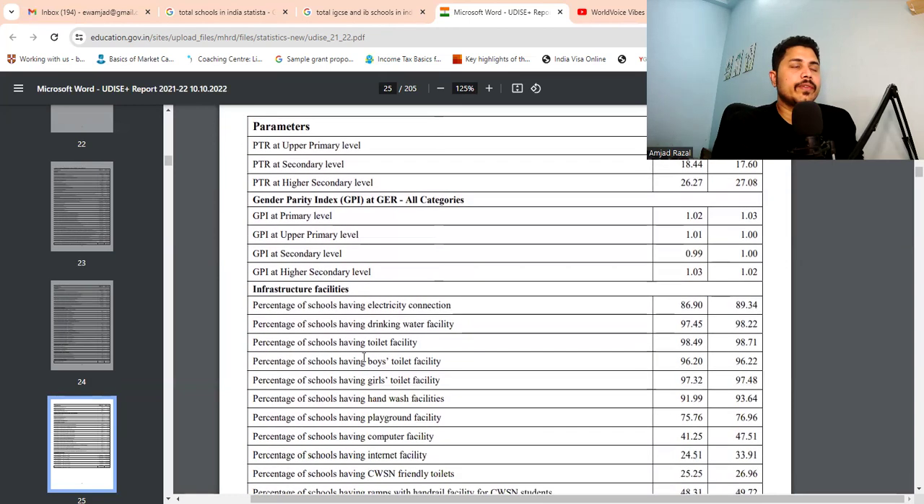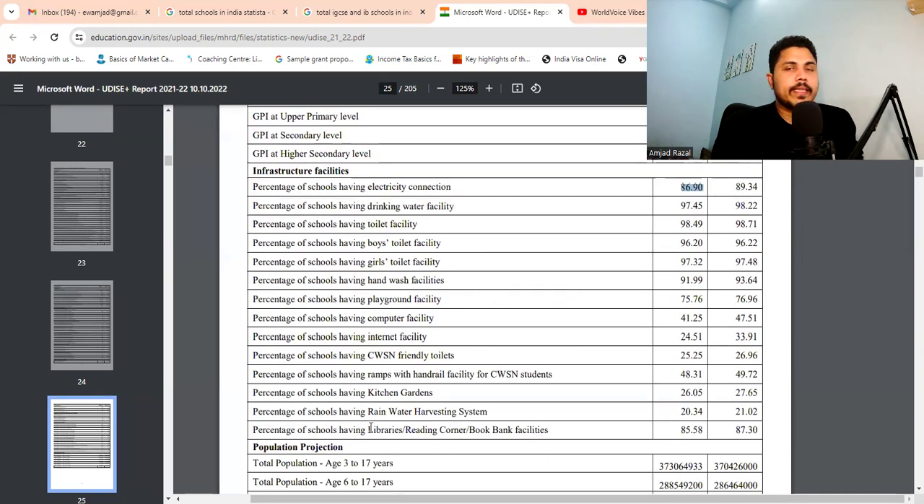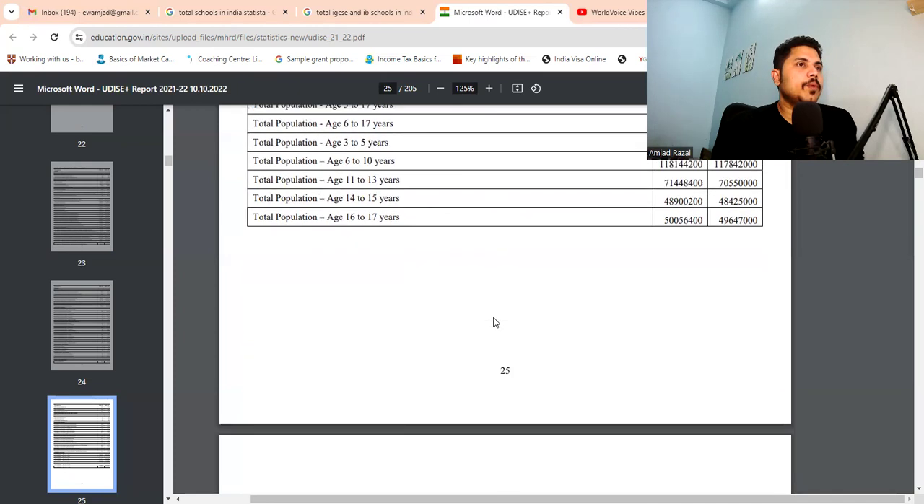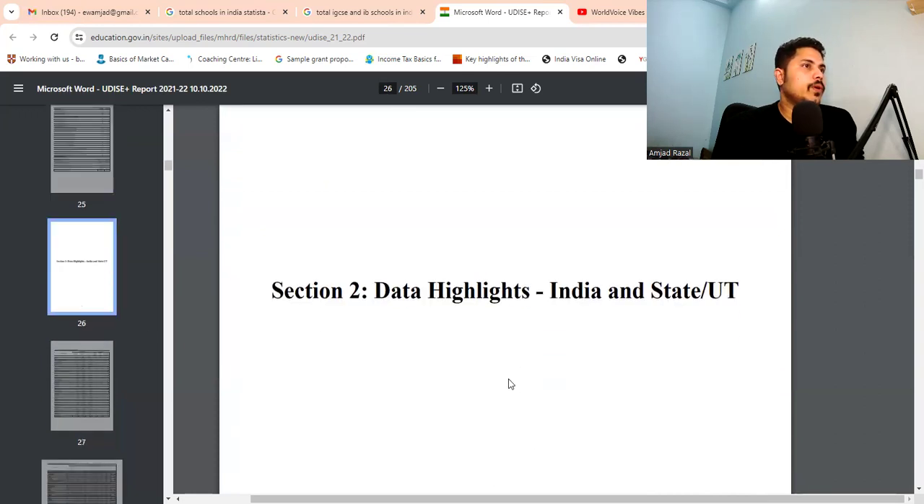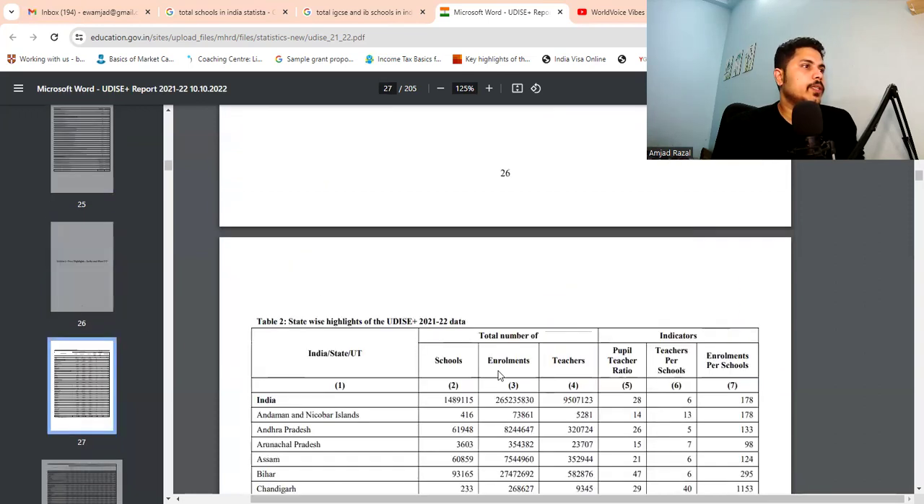Then in terms of infrastructure facilities, the percentage of schools having an electricity connection, then drinking water facility. You see, out of all the schools, it is 6.90. That was back in 2018-19, and this one is about 2021-22. You see, we have all these categories, and based on that, out of all the schools, what is the percentage? Then population projection. So this is just page number 25. We have a lot more. I will not go very much into detail, but I'll just show the highlights.